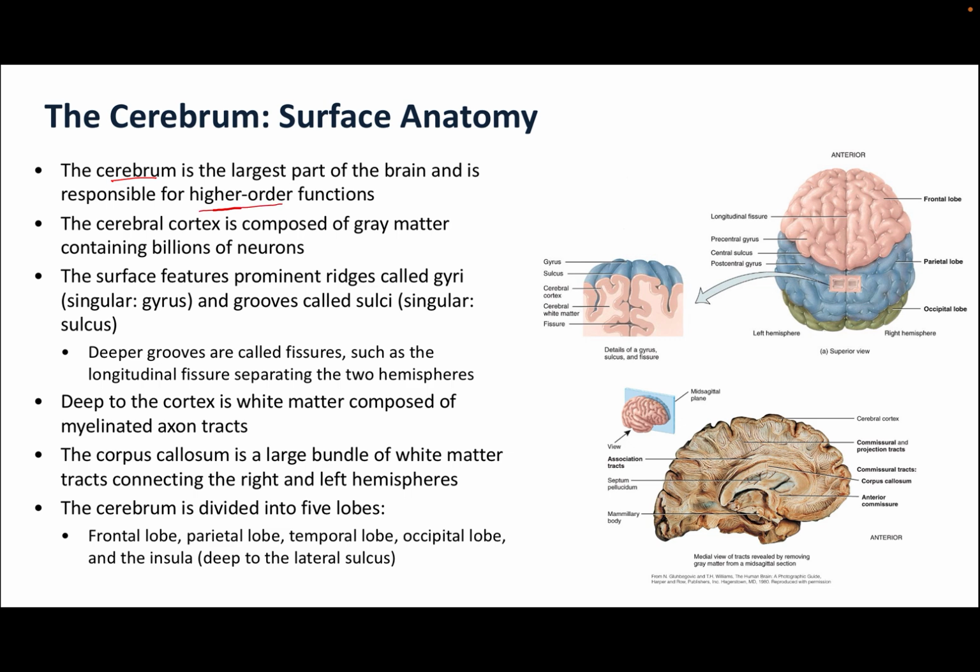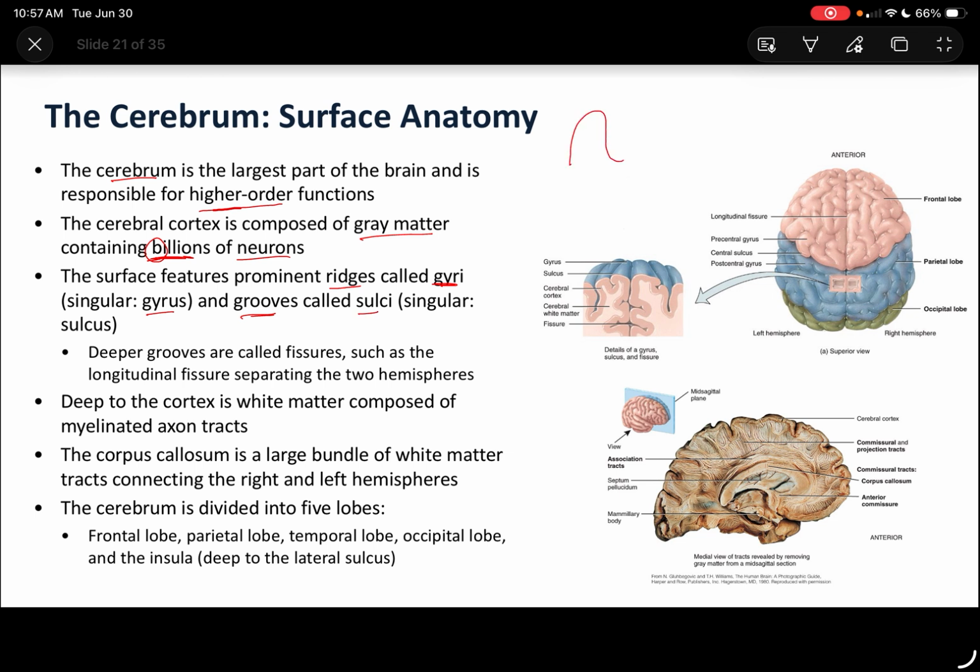The cerebral cortex is going to be the outermost layer of the brain, and it is going to be composed of gray matter. And this is going to contain billions, with a B, of neurons. So tons and tons and tons packed in there. Now, the surface features that we see within the cerebrum are going to have these prominent ridges and grooves, right? So the ridges are called gyri, singular is gyrus, and the grooves are called sulci. So if we draw our little wavy bit here, all right, our peaks are going to be our gyri, and our grooves are going to be our sulci. Singular for sulci is sulcus.